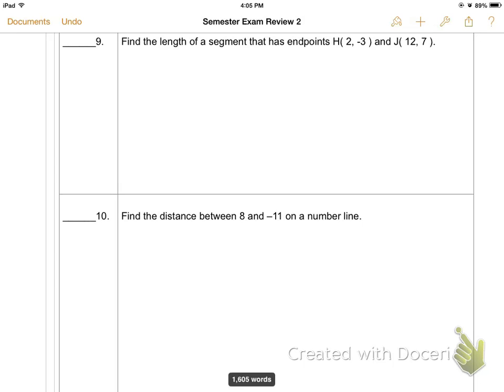Okay, number 9, it says find the length of a segment that has endpoints (2, -3) and (12, 7). So in this one, it says length. When it says length, that's an indication that you're going to use the distance formula. And I'm going to give you the distance formula on the test so you don't have to worry about remembering it. So in this one, we have to label our x's and our y's: x1, y1, x2, y2. And then the distance formula is the square root of x2 minus x1 squared plus y2 minus y1 squared.